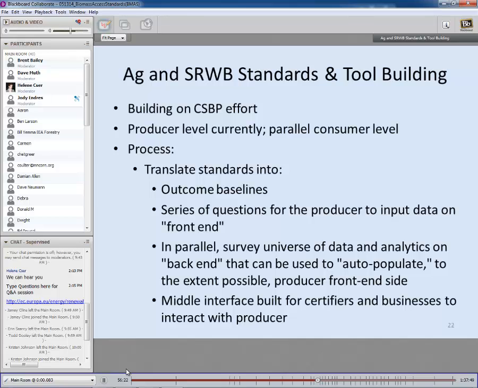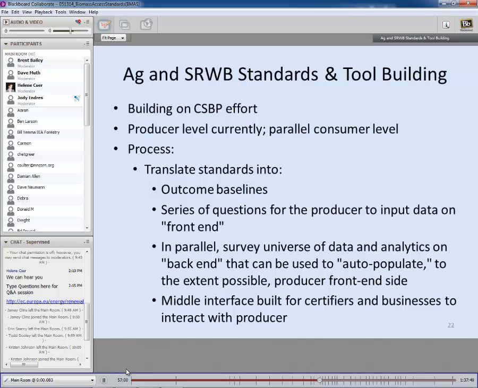And then in parallel, we have to survey the universe of data sets and analytics that are out there on the back end that we could possibly use to auto-populate the front end for the producer, to help them out in answering some of those questions that would be responsive to a narrative that says, for example, biomass production cannot negatively affect water quality. Well, what does that mean? That has to be translated, ideally, into some type of outcome that we can verify.